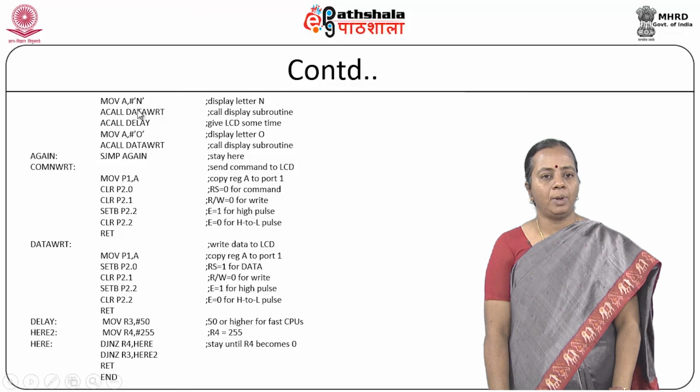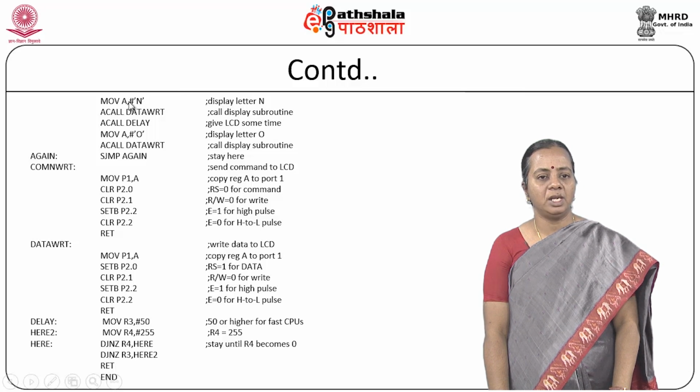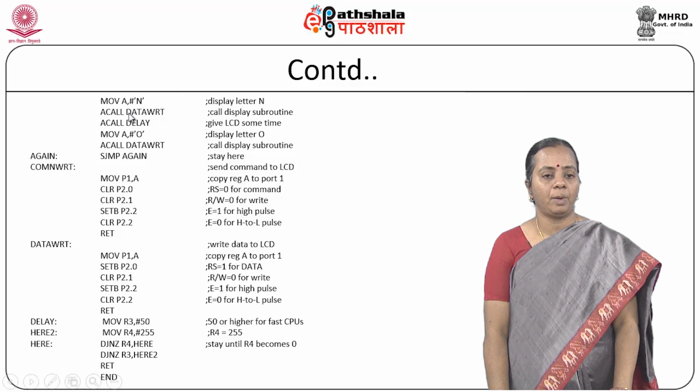Now, move A comma hash n. Whatever character I want to display, I can move over here. Here I want to display n, so the n is moved to A. Now, A call data write. Now, it is the data write. We see that it is not command write, it is data write. Now we will see in what way it is different from command write.